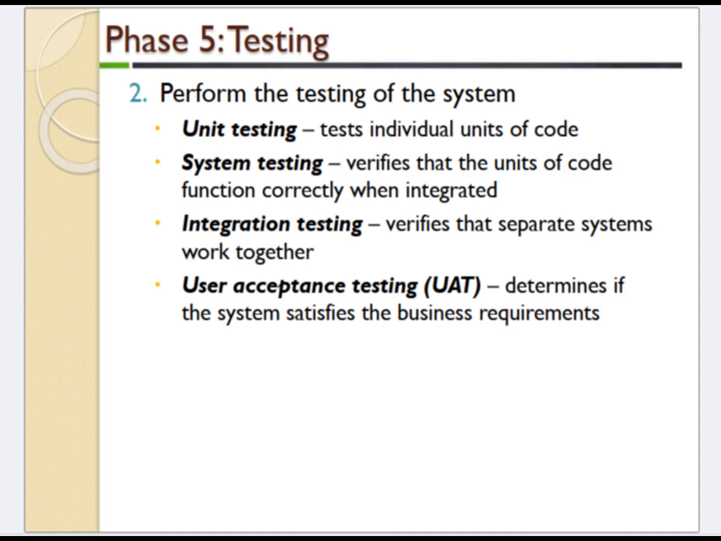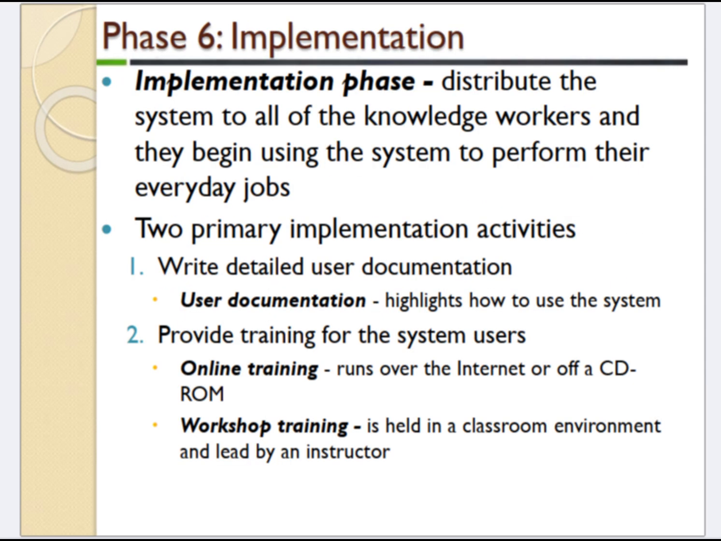Unit testing tests individual units of code. System testing verifies that the units of code function correctly when integrated. Integration testing verifies that separate systems work together. User acceptance testing, UAT, determines if the system satisfies the business requirements.